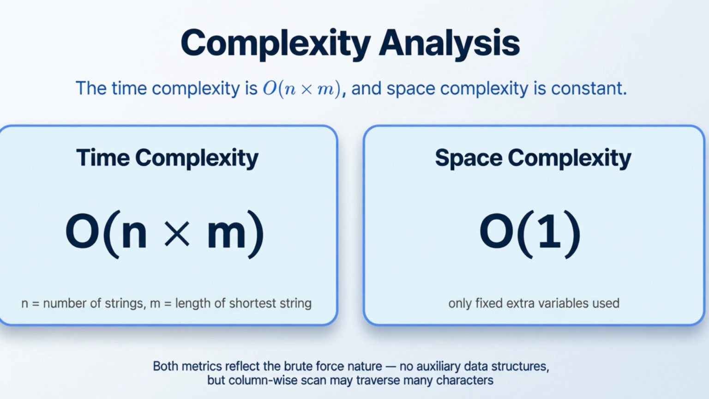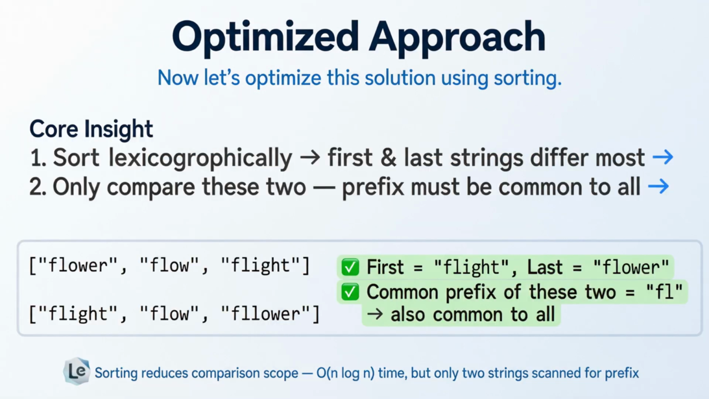Let's analyze complexity. Time complexity is O(n times m), where n is the number of strings and m is the length of the smallest string. Space complexity is O(1), since we are not using extra space. Now let's optimize the solution. Instead of comparing all strings, we sort the array first. Then we only compare the first and last string.